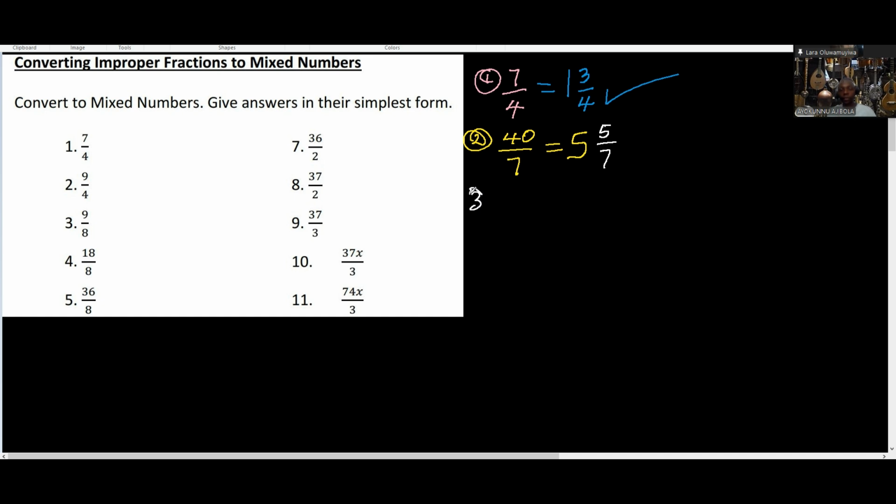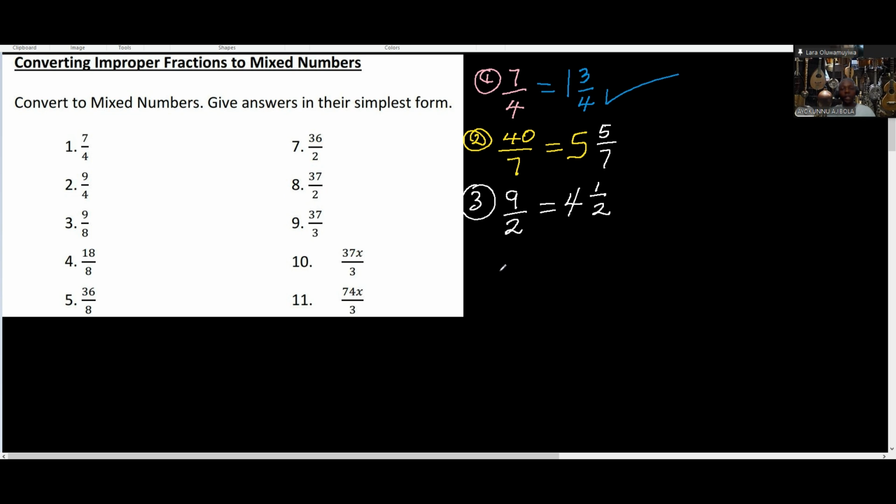Let's go to number 3. We have 9 over 2. How many times can 2 go in 9? 2 times 1, 2 can go in 9. 2 times 2, 4 can go in 9. 2 times 3, 6 is less than 9. 2 times 4, 8. But 2 times 5 is 10, which is greater than 9. So we'll stop at 2 times 4. So how many times? 4. Remainder 1 over 2.